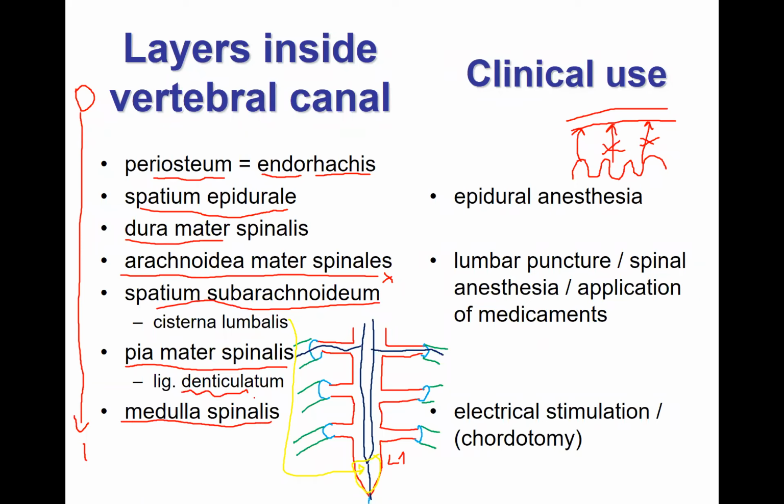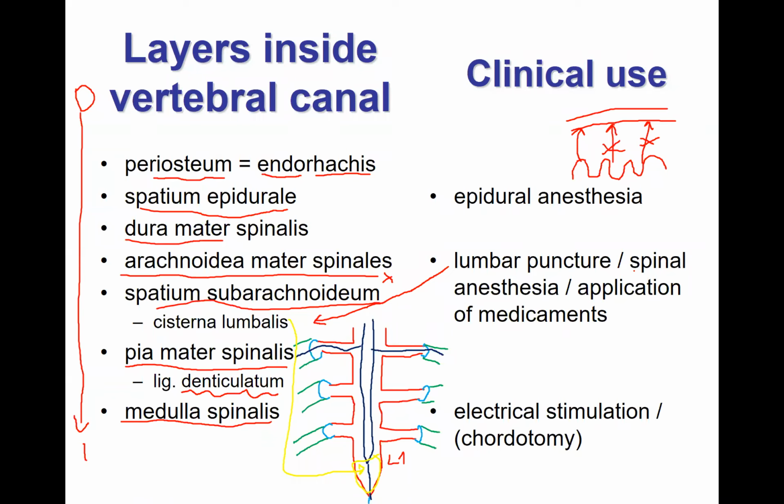Denticulate ligament I will show you on a figure and explain. So now we know all the layers and spaces, and in clinics we can use them. In the subarachnoidal space, and especially here in the lumbar cistern, we perform a lumbar puncture. The lumbar puncture serves to collect cerebrospinal fluid for examination.